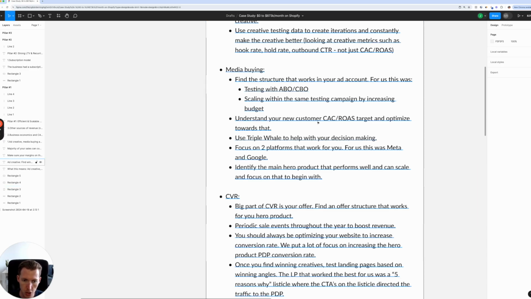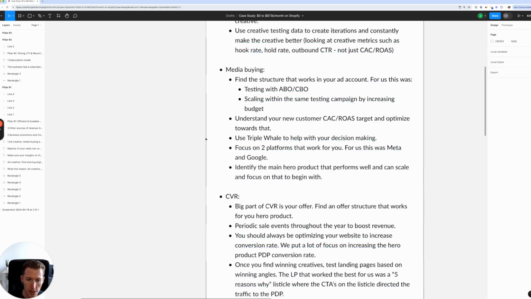Then you want to understand your new customer CAC or ROAS target and optimize towards that. You don't just want to have a ROAS or CAC target alone. You want to have a new customer CAC and ROAS target. The reason why this is important is because you want to make sure that you're acquiring new customers efficiently, and that your CAC or ROAS doesn't also include people who are just coming back and repurchasing, or attributed purchases that are actually existing customers coming back and purchasing from you. It's important to have that separation, and that way you'll continue growing your new customer base efficiently.